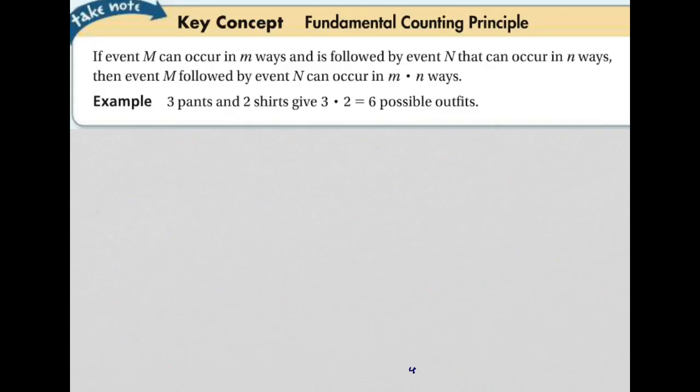What it says is that if you have m options for the first event, n options for the second event, you can multiply them together to get m times n possible ways. For example, if you have 3 pants and 2 shirts, we can take 3 times 2 to get 6 possible outfits. That's what we already showed.